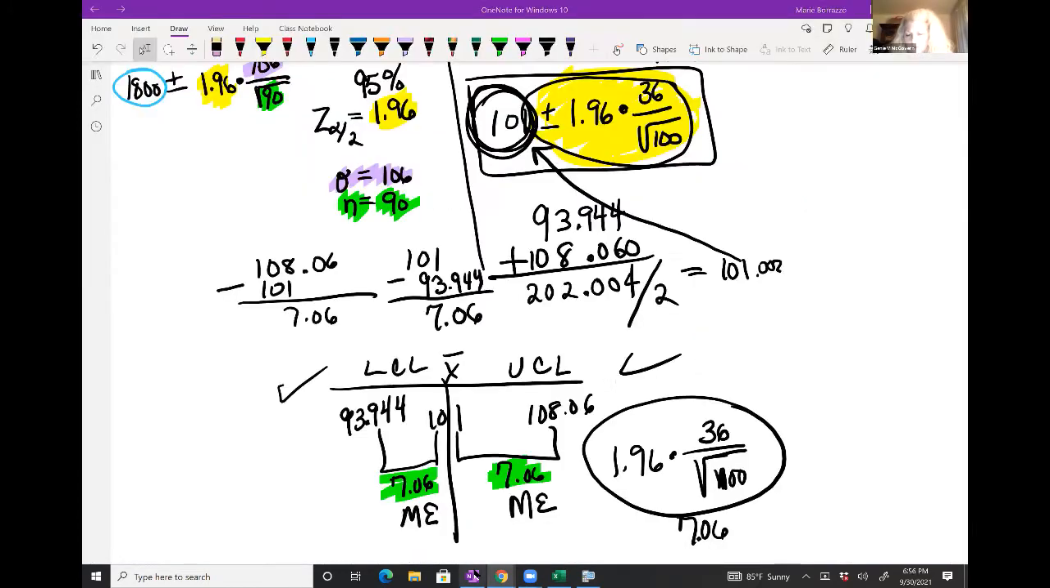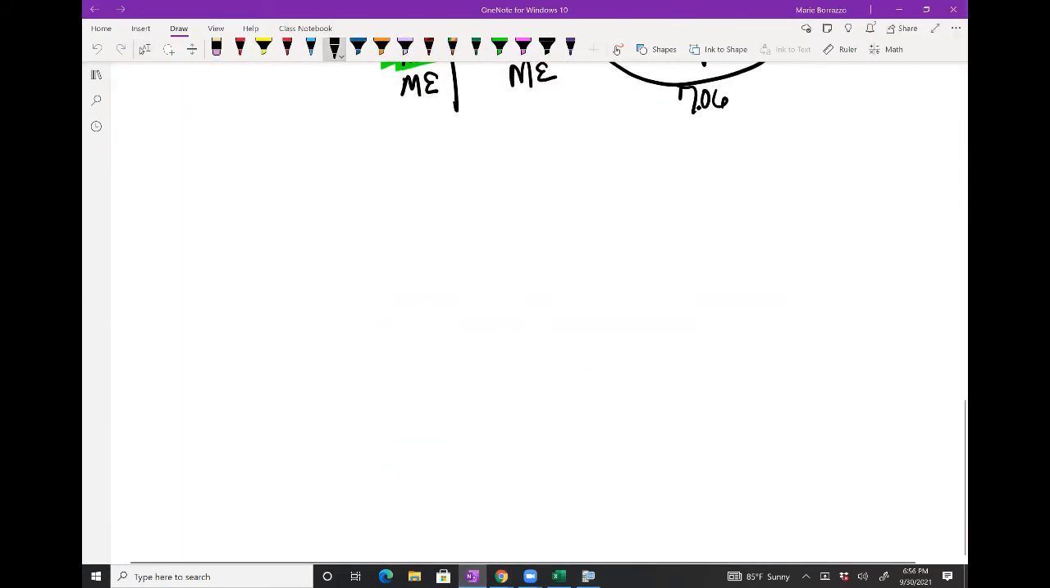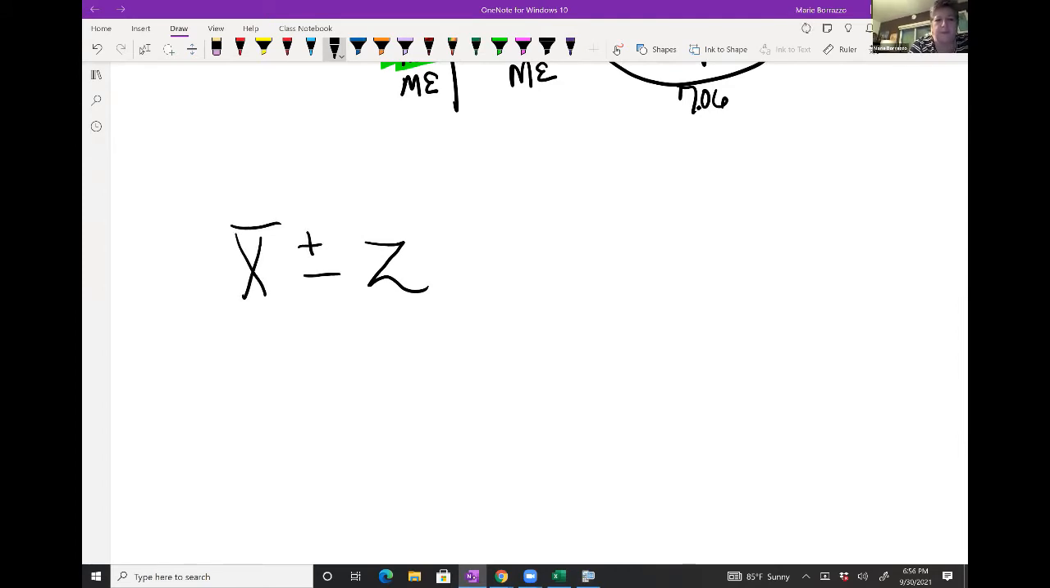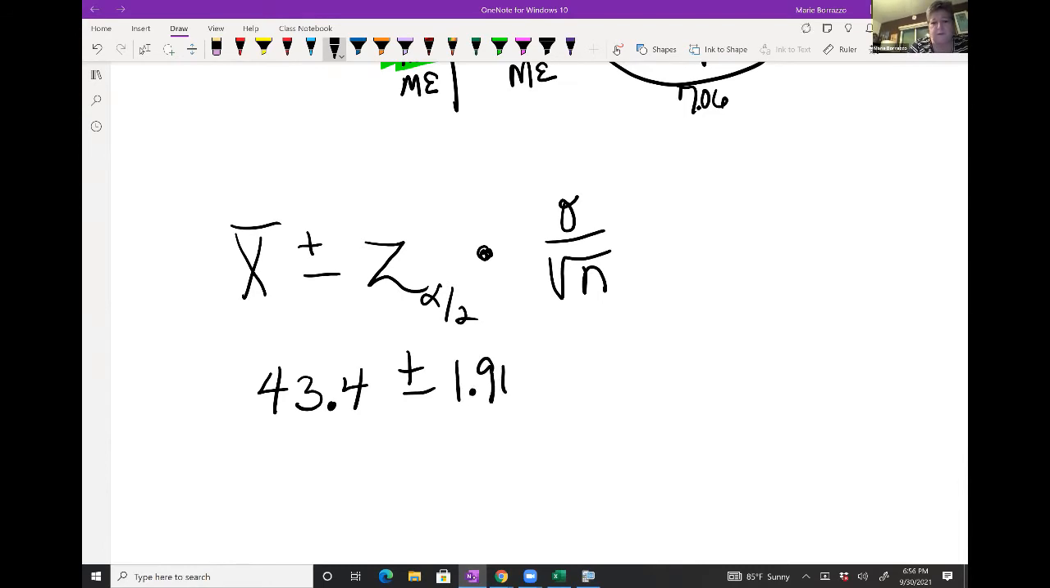So I hope I'm showing my screen. Again, our formula: the mean, plus or minus that critical z-score, which we already know is 1.96, times sigma over square root of n. Our mean, you told me, was 43.4, plus or minus that 1.96, because nothing has changed. It's 95%, times 9 over square root of 80. Do you want me to color code it?